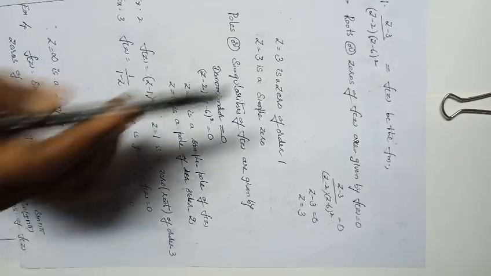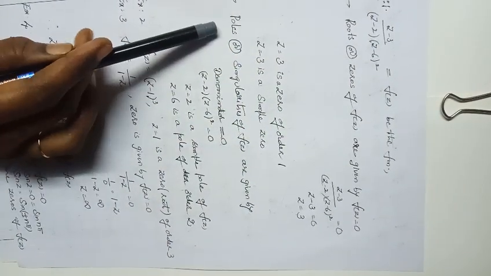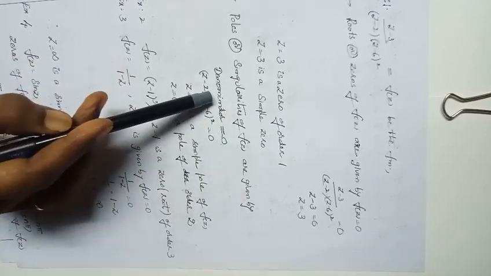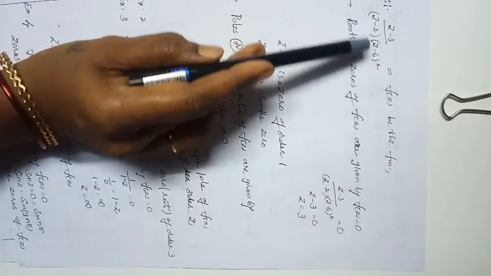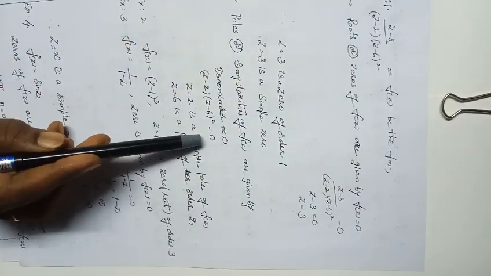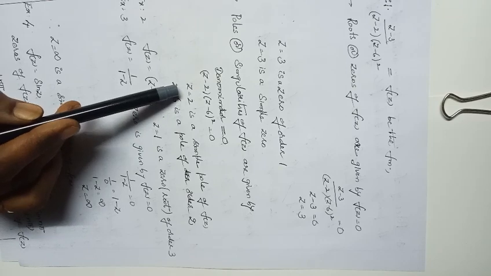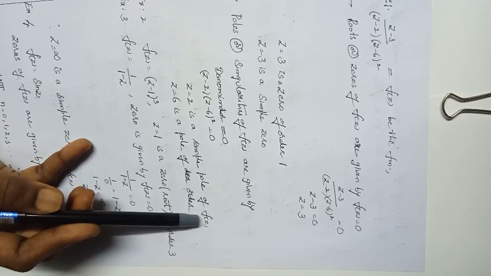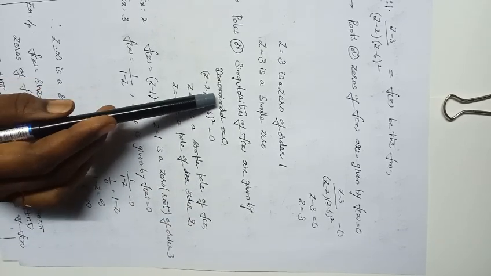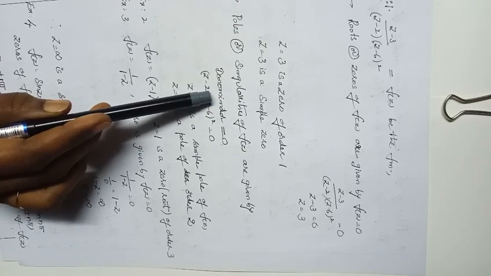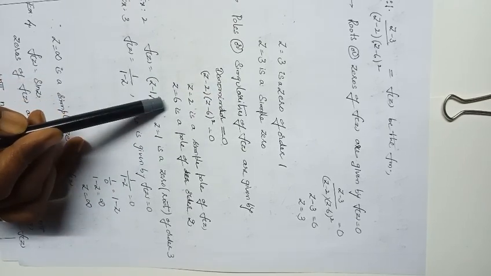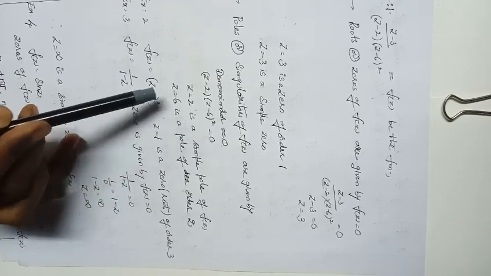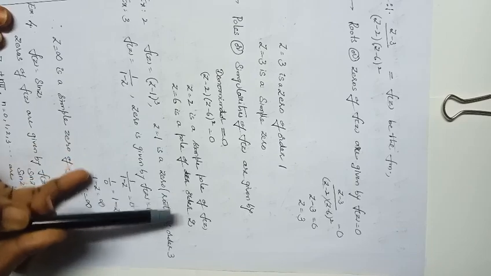Next, for the same function you can find the poles. Poles are nothing but singularities of f of z, given by equating the denominator to 0. What's the denominator here? This one. By equating this to 0, you can write the values of z: z equal to 2, z equal to 6. Z equal to 2 is a simple pole of f of z, because the power of this factor is 1. Z equal to 6 is another pole, of order 2, because the power of this factor is 2.